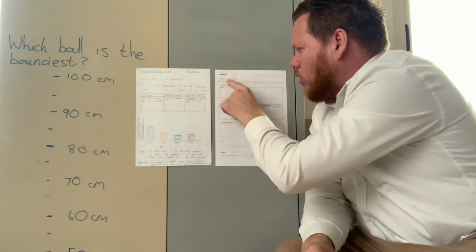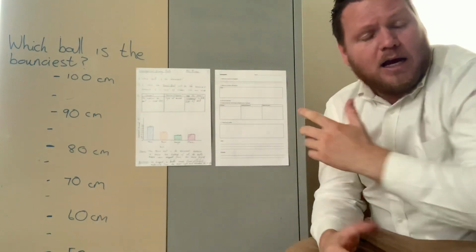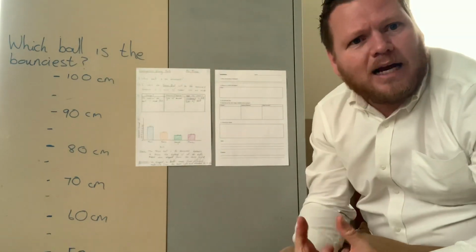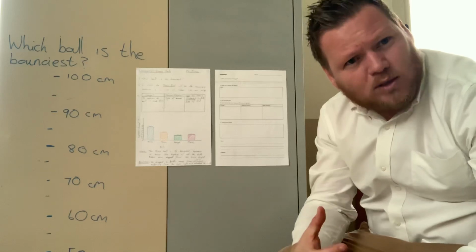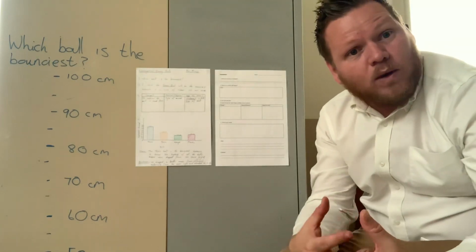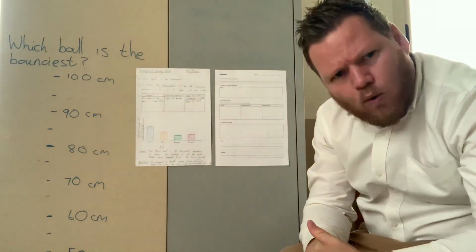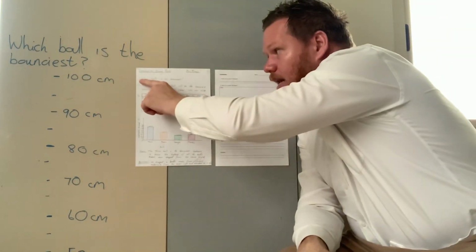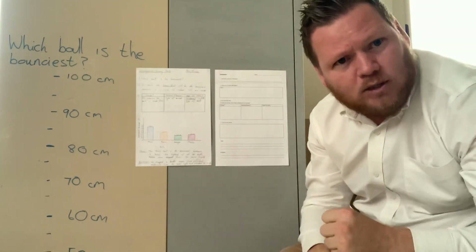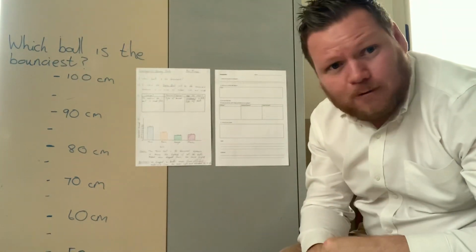So it says, what are we going to investigate? And we know that our mini investigations always have a question because we want to know something. If we already know the answer, then what's the point of doing it? So we are asking a question, and our question we will write at number 1. It's the first thing we write down. Which ball is the bounciest? That is what I want to find out.